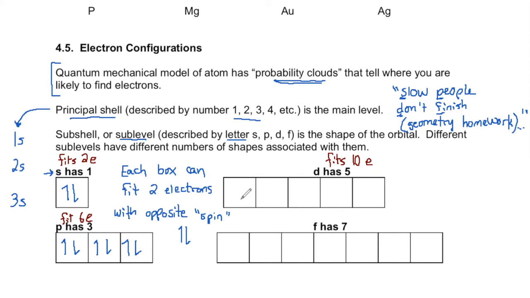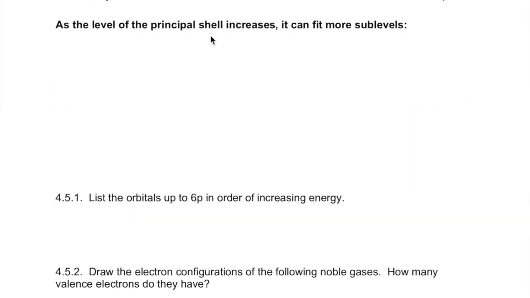In a similar way, as you fill up the D, it can fit 10 electrons. And then the F with 7 boxes can fit 14 electrons. Not every main level has all the different sublevels. As the main number increases, these shells are getting further from the nucleus of the atom, and they're getting larger and larger. And so they can fit more sublevels as you go along.